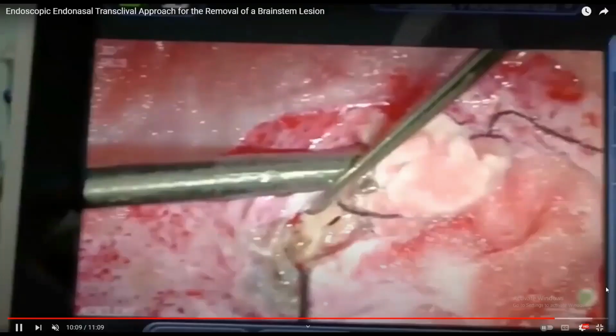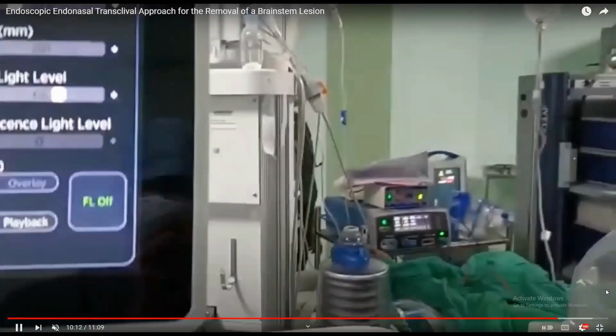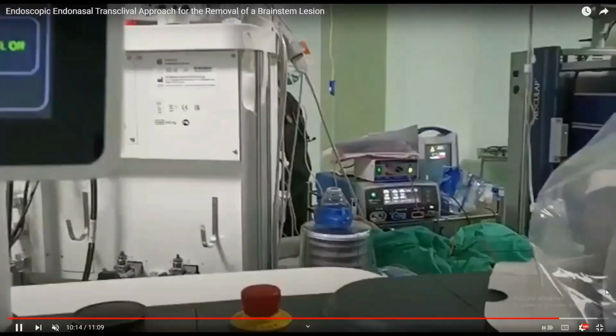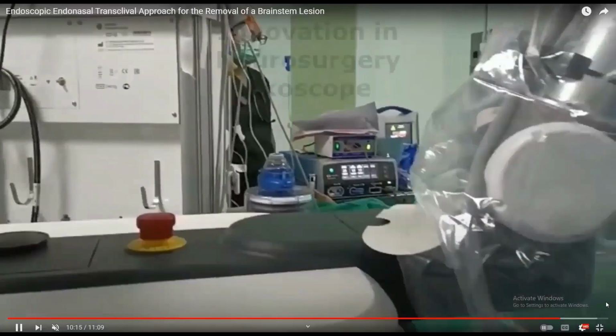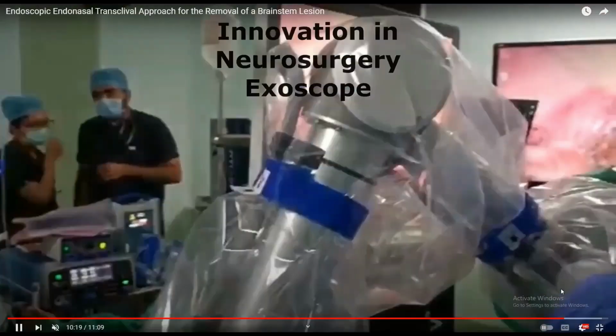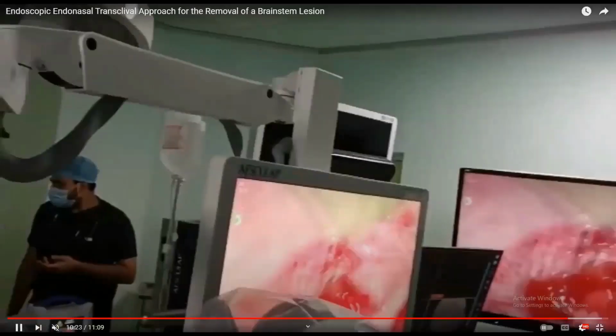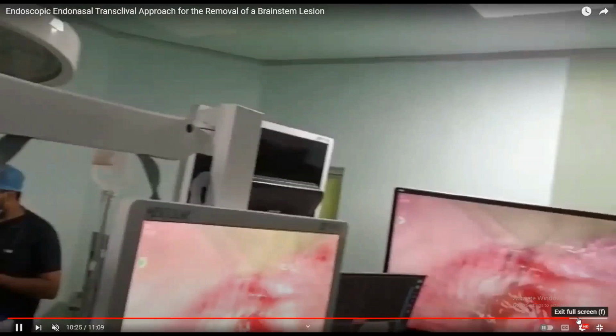So we just recently did a giant cavernous aneurysm. First did a bypass, and then after that we trapped off the cavernous aneurysm, completely done with the exoscope. We did a petroclival, which was complete. This is the ST harvest. So another ST harvest some time back.